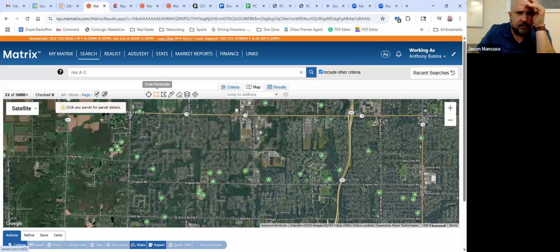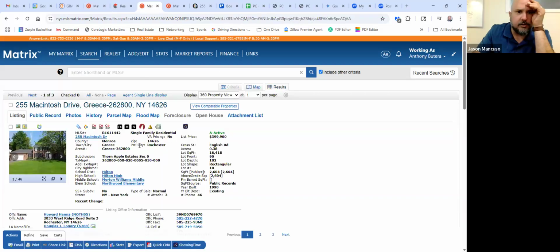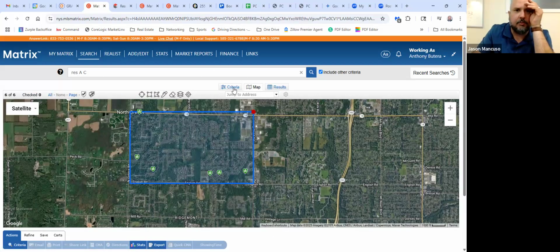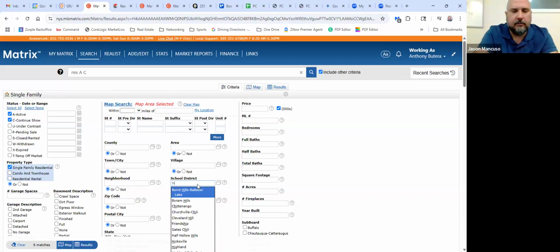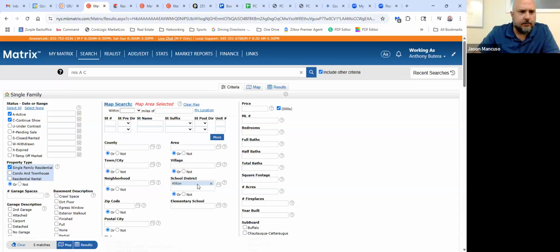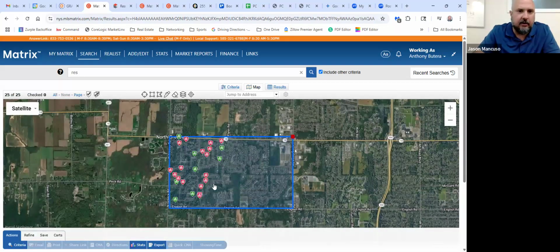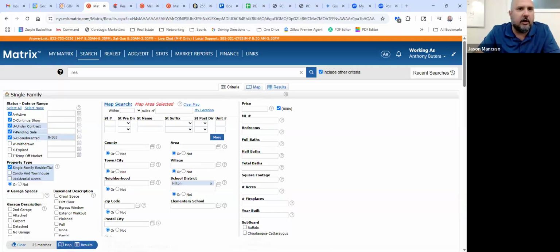So I know at some point this cuts off into Greece. So I'm just going to take this whole area. I know that part of it's Greece, but I know this one is Hilton Schools. So I want to look apples to apples as much as possible, and I want to look at Hilton School District only. Okay? So 6 active listings went down to 3. So I know that worked to narrow down. So we got 25 properties that have listed and sold in this pocket here in the last year. So it's a pretty good sample of data to work off of.